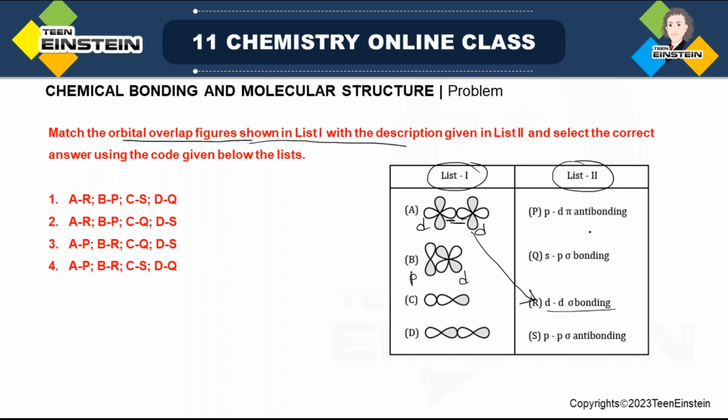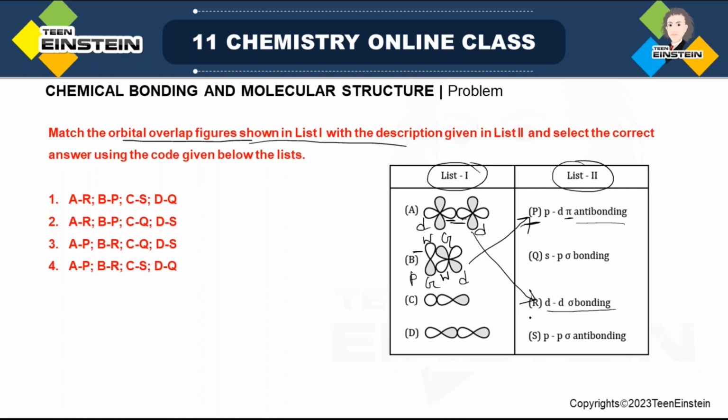Even if you don't go further into whether it is pi or anti, you can still choose the correct option, because it is P and D, which is clear from the picture, and P and D is present only in point P in list 2. So B must be matching with P. And why it is P and D is fine: it is sidewise, that is why it is pi. And it is anti-bonding because the phase is not matching. It is white, it is gray. It is gray, it is white. That means the phase signs are not matching.